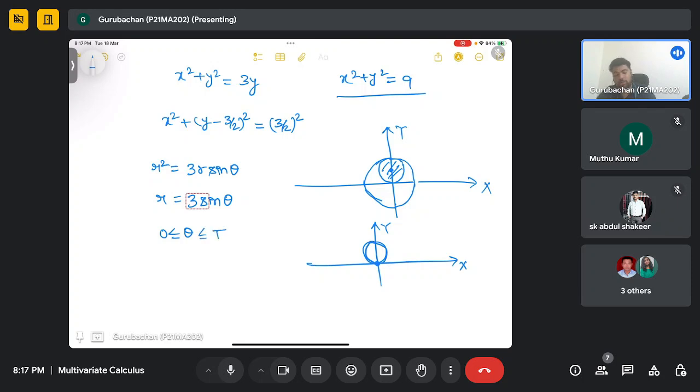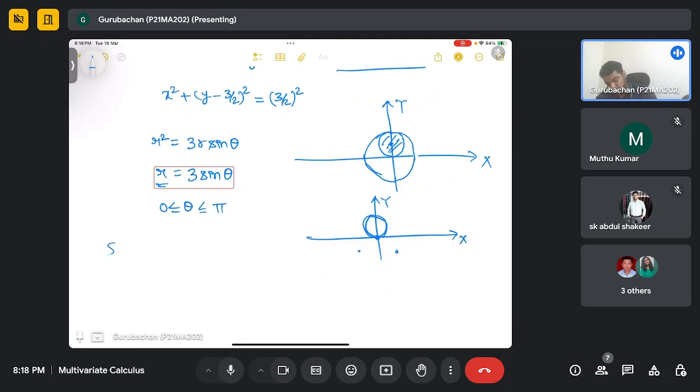Why I am saying pi and why it is not 2 pi, that is the difference between this and the earlier question, the previous question I mean. Suppose you take any value for theta in the third quadrant or fourth quadrant, then this r will become negative and radius cannot be negative. So theta must be 0 to pi. In between 0 to pi, it's covering all the values. And how to draw this one? You can obviously see from that tracing of polar curve that we have learned in one lecture.